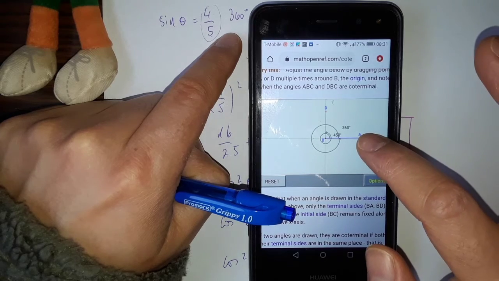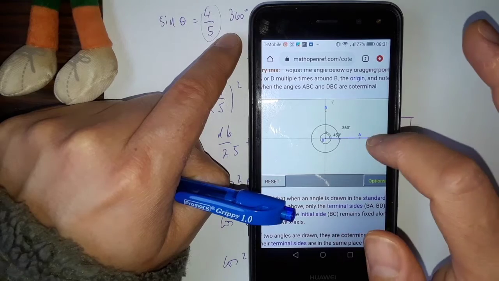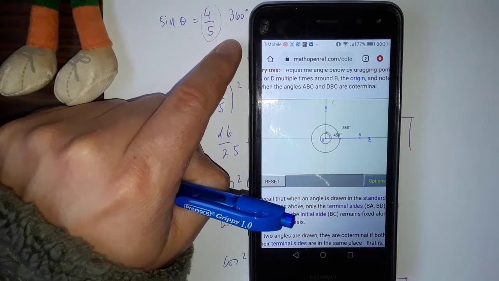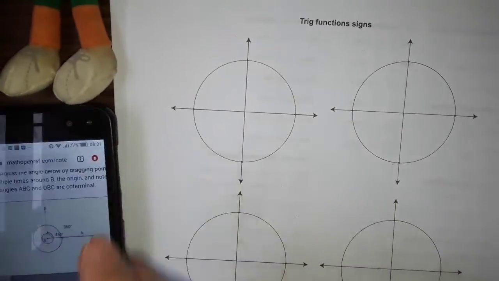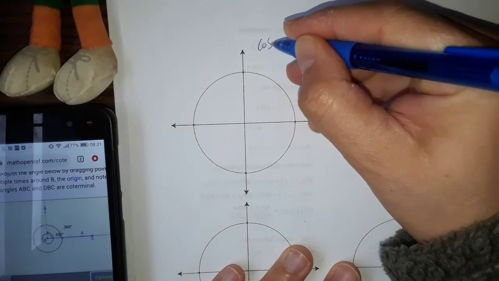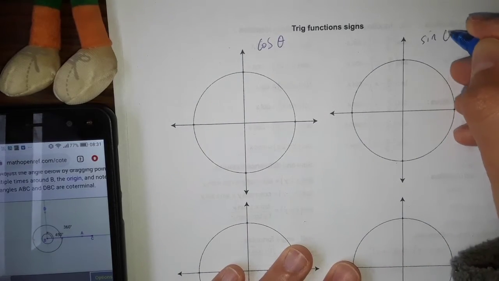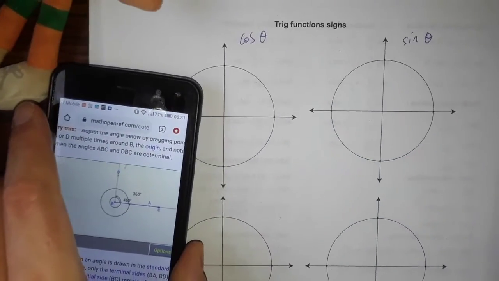Now from 360 to 450, actually this is in the first quadrant. It's from here to here. So let me show you something that is important. Let's look at how the sine and the cosine behave when it comes to signs, so the cosine of an angle and the sine of an angle.